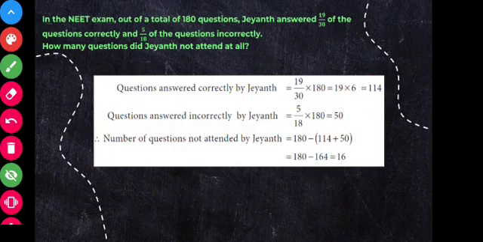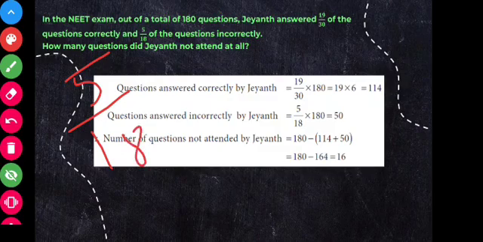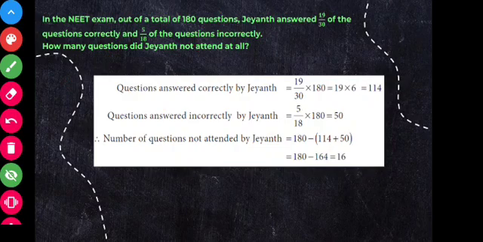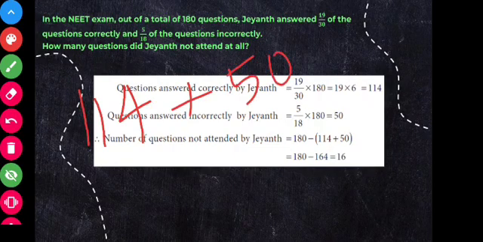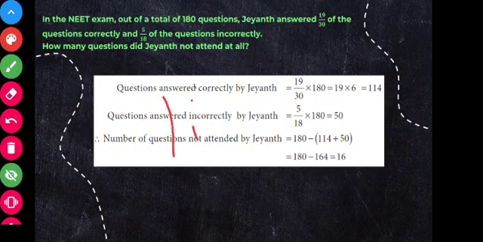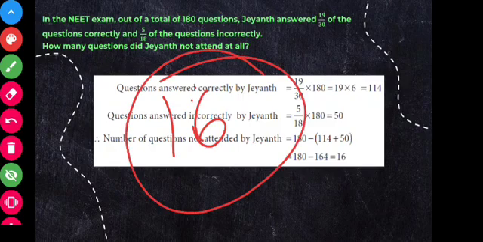Okay, same way 5 by 18th of 180 questions he has attended incorrectly. 5 by 18th of 180 will give us 50. So he has attended 50 questions incorrectly. Okay, so he has attended 114 questions correctly, and then 50 questions incorrectly, which gives us 164. So the number of questions he has attended is 164. So the total number of questions is 180. How many questions did he not attend? 180 minus 164 will give us 16. So 16 questions he did not even attend.